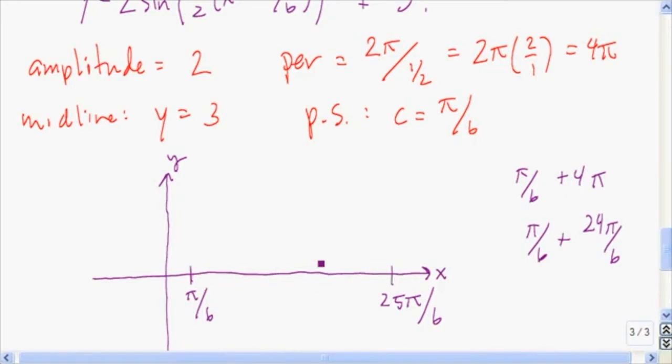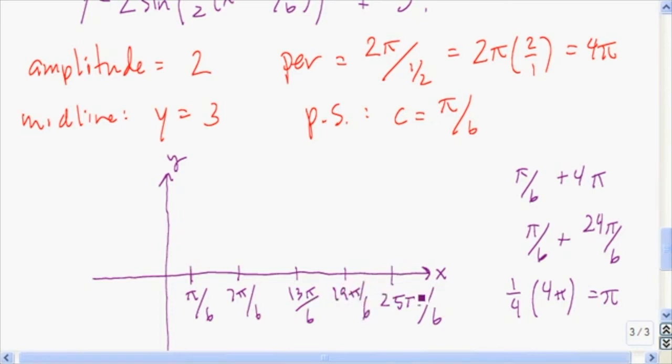All right, 1/4 of the period is 1/4 of 4 pi, which is just pi. So each of these is going to be pi units away from one another. So starting at pi over 6, we add pi. So that's going to be pi over 6 plus 6 pi over 6. So that's going to be 7 pi over 6. Then 13 pi over 6. Then 19 pi over 6. And then finally, plus another 6 pi over 6 puts us at 25 pi over 6, which we should be at.